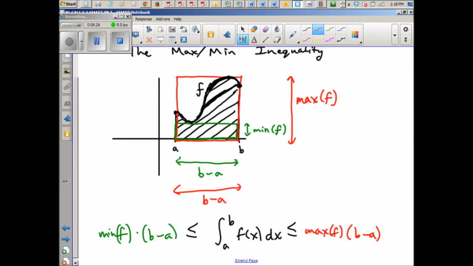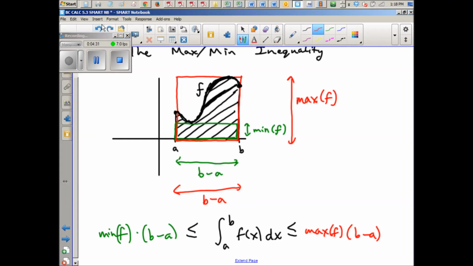So that's not really that hard to understand. We're just saying basically that that black area falls between the area of the two colored rectangles. Any questions on that? Okay, so a simple idea. You might even wonder why would we even bother doing that. Well, there's good reasons for it. We'll get to them later.